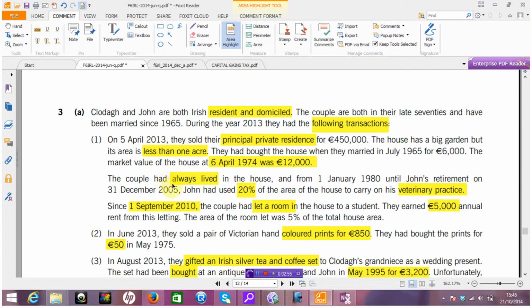Further detail here, as you would expect, in relation to what's been happening during the period of ownership, and it looks as if the individuals have always lived in the property. I mean, that's a good sign. One thing to draw your attention to here is it looks as if part of the property for a particular period, January 80 through to December 2005, has been used for business purposes. So we need to think about how we can extract that element, because that will be fully chargeable to capital gains tax and not covered by the PPR provisions.